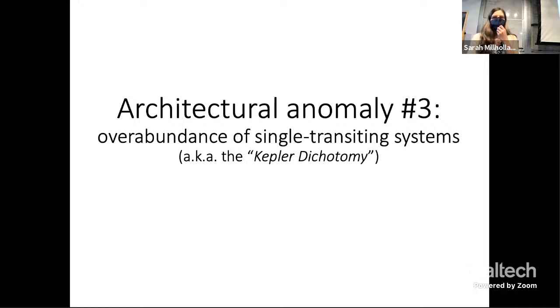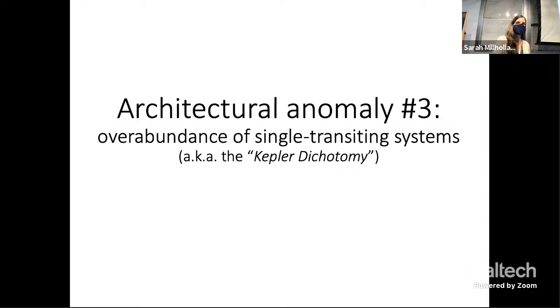Okay, so transitioning now to the final short section of the talk, I want to move away from tidal effects on short-period planets and think about another last architectural anomaly known as the overabundance of single transiting systems, or the Kepler dichotomy.